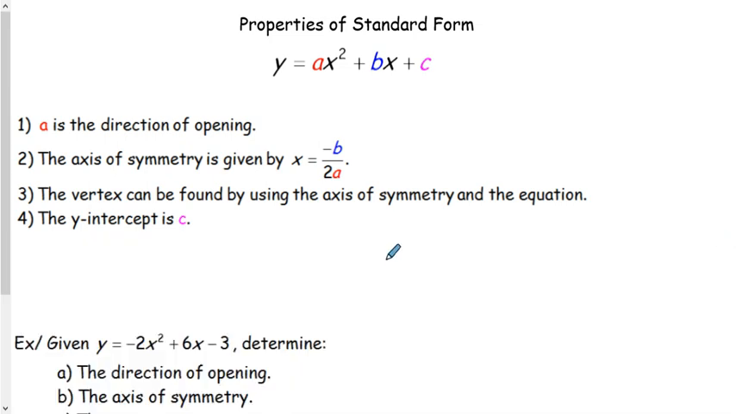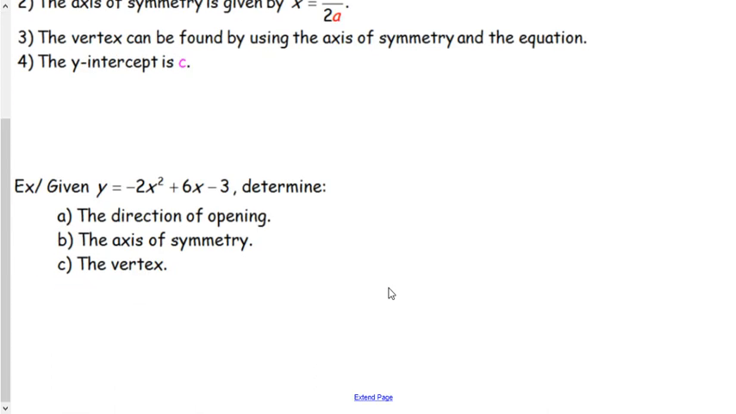We're going to do this one pretty quick. So here we go. Here's our example. Here's an equation: y equals negative 2x squared plus 6x minus 3. We're going to determine three things about it. First of all, the direction of opening. Well, I can tell since A is negative, that tells me it opens down. So it's a frowny face quadratic, like that.